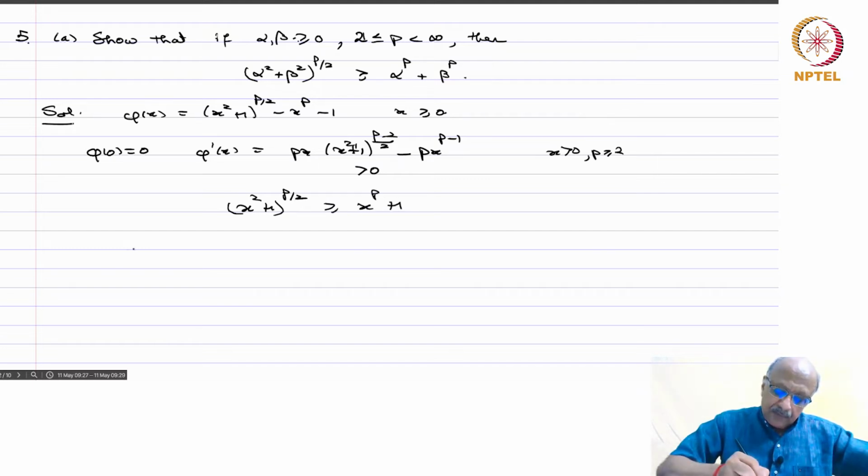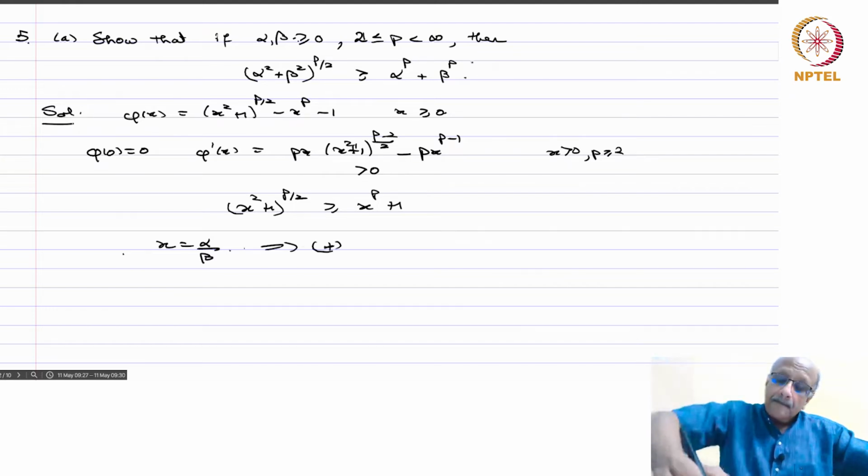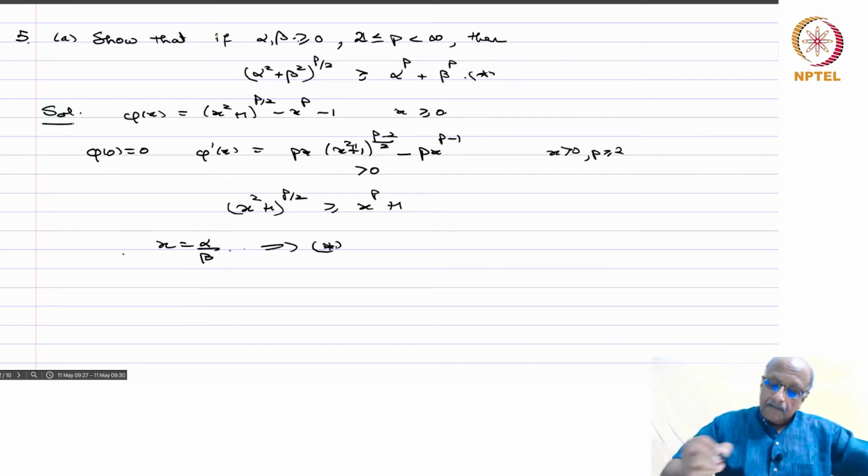Now if alpha or beta is 0, there's nothing to prove. So you take x equals alpha by beta. Then you will get from this whatever inequality you want. So that is the solution of this.